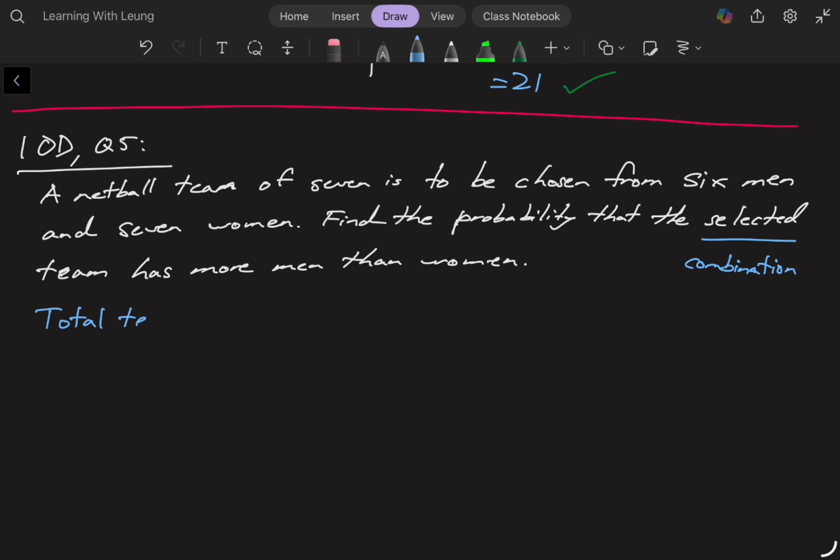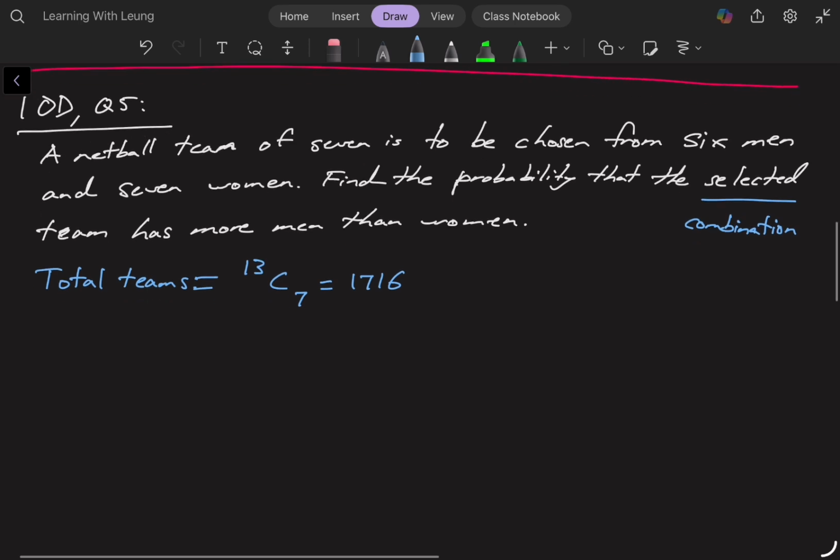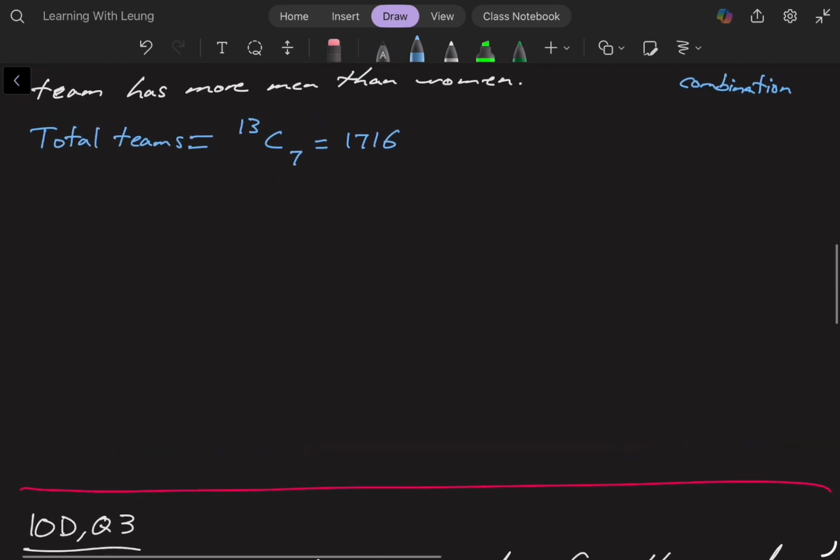So the total number of ways that I can pick a team is just going to be the total number of people choose 7, because there's 7 people on the netball team. So the total number of people to be chosen from is 13, and we're going to pick 7 of them, right? Which is equal to 1716. Okay, so that's going to be the bottom of our fraction.